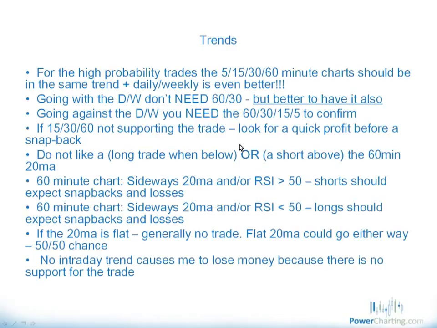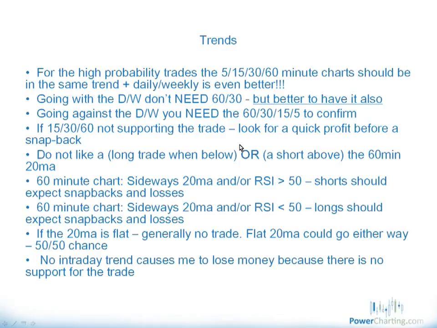So I do not like a long side trade when below the 60-minute 20-period moving average, and I don't like a short side trade above the 60-minute 20-period moving average. If the 60-minute chart is sideways with a 20-period moving average and the RSI is greater than 50, and you're in a short position, you should expect a snapback and losses. In other words, if the market is sideways on the hourly chart but the RSI is greater than 50, you have to expect that the market can whipsaw back up to the upside. That's one of the reasons I have the RSI on the charts.